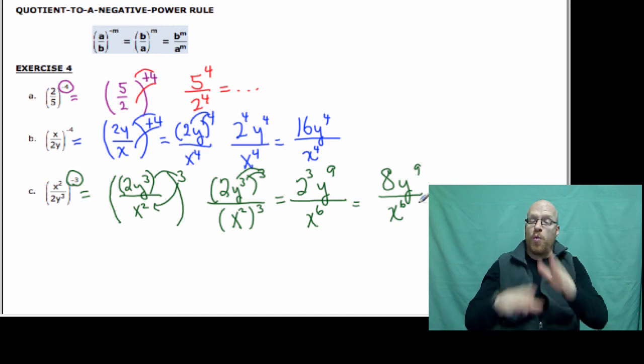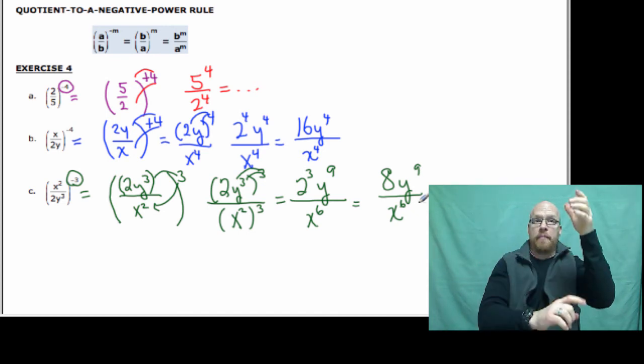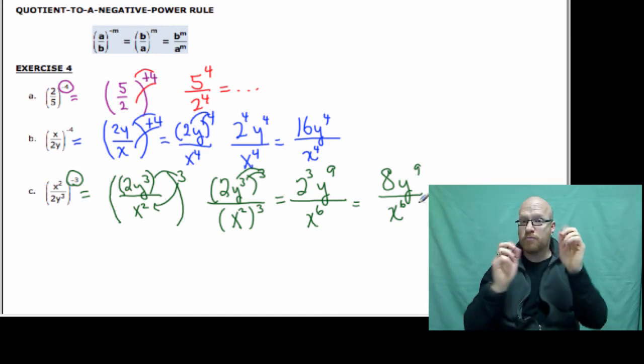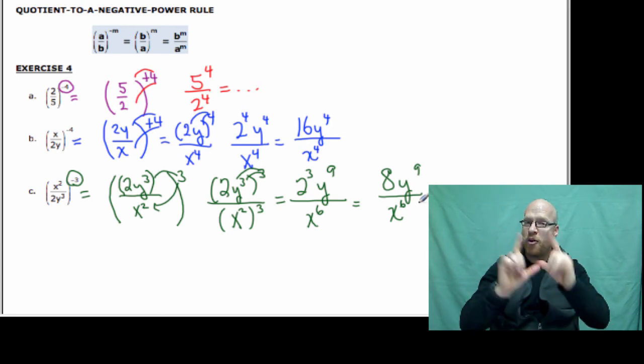All right, you see how our rules become applied through our quotient rule, our negative power rule, and our division rule.